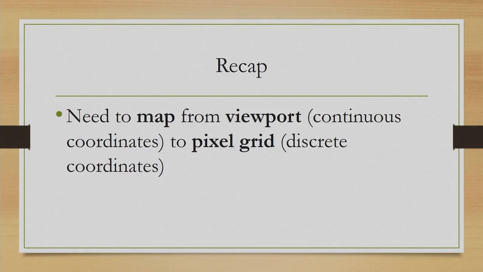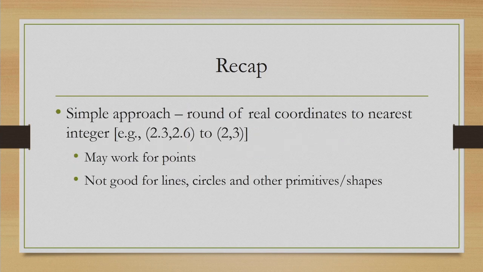So, the idea was to map a description from viewport to a pixel grid. That is of course, the objective of the fifth stage. In order to do that, the simplest approach is just to round off the real coordinates to the nearest integers, which are pixels. For example, from 2.3, 2.6 to 2, 3. Now, this is good for points, but for mapping lines or circles or other primitive shapes, this may not be good.